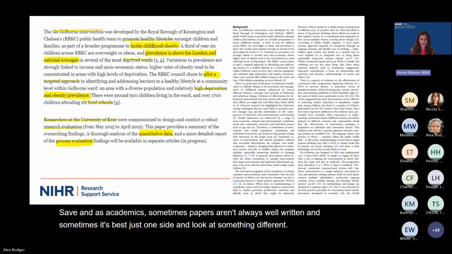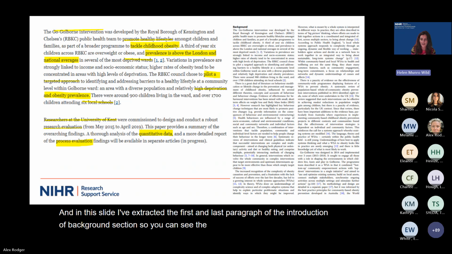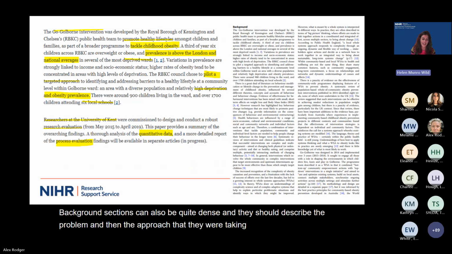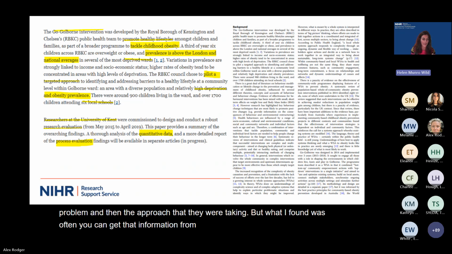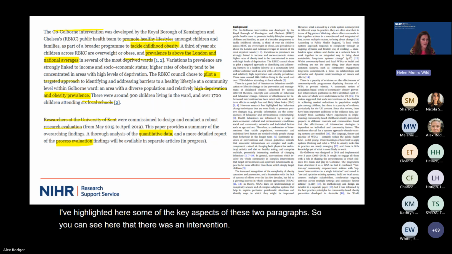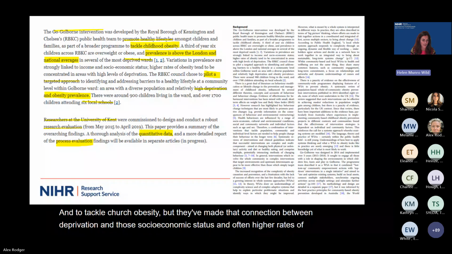Right, so in this slide, I've extracted the first and last paragraph of the introduction, the background section. So you can see the block of text on the right. Background sections can often be quite dense, and they should describe the problem and then the approach they were taking. But what I found is often you can get that information from the first paragraph and the last. I've highlighted here some of the key aspects of these two paragraphs. You can see that there was an intervention to tackle childhood obesity, and they've made that connection between deprivation, low socioeconomic status, and often higher rates of obesity, and that's what they're trying to target.